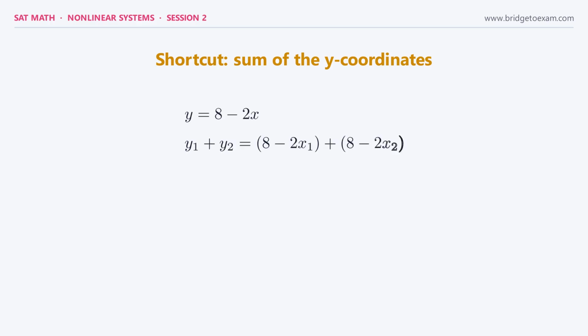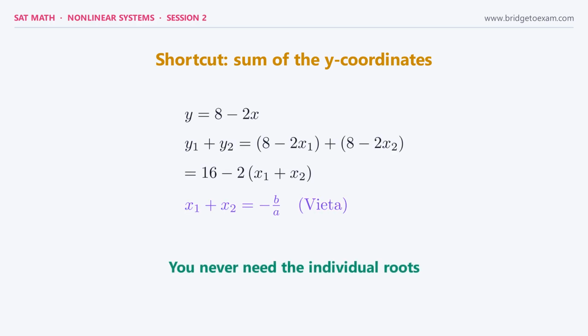Now here's a question type you will absolutely see: the sum of the y coordinates. Most students find both points and then add. That works, but there's something faster and safer. Watch. Suppose the line gives you y equals 8 minus 2x.